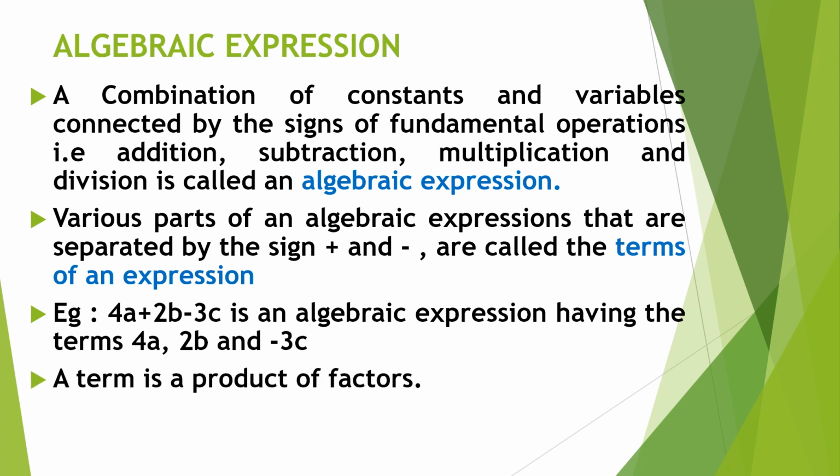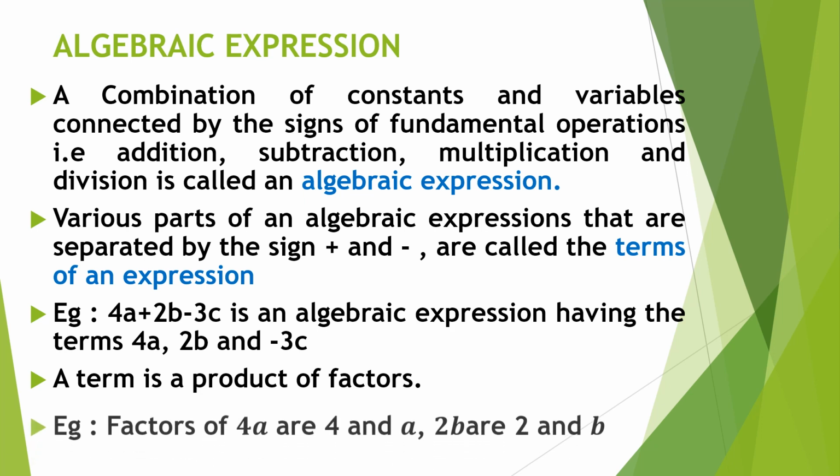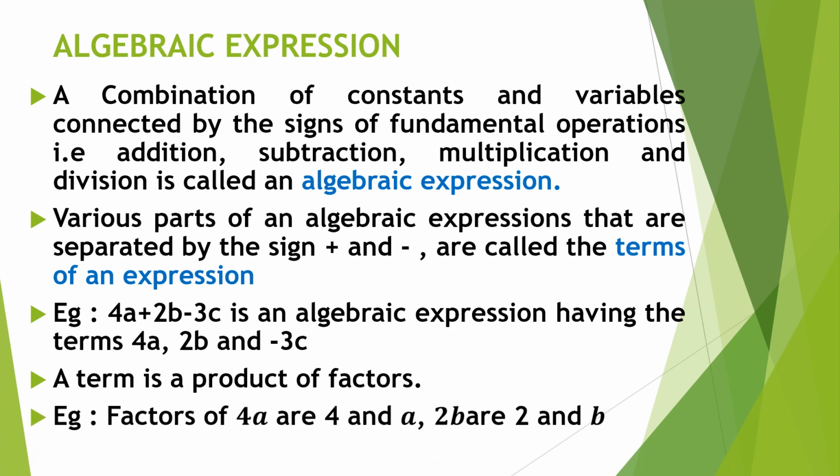A term is a product of factors. So a term is formed by the factors, product of factors. Here we can take the term 4a, which is formed by the factors 4 and a. Similarly, 2b is formed by 2 and b. And minus 3c is formed by minus 3 and c, product of the factors minus 3 and c. So the factors of the term minus 3c are minus 3 and c.